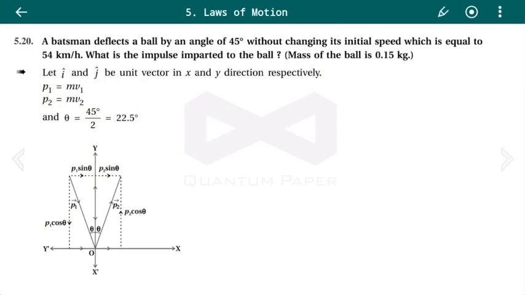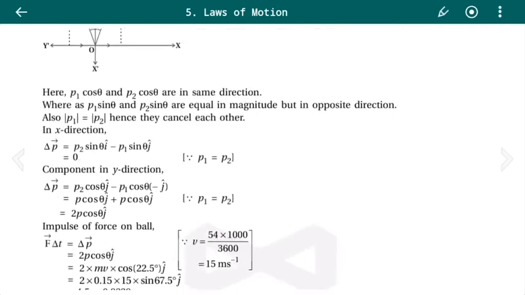Now numerical number 20. A batsman deflects a ball by an angle of 45 degrees without changing its initial speed, which is equal to 54 km per hour. What is the impulse imparted to the ball? Mass of the ball is given as 0.15 kg.